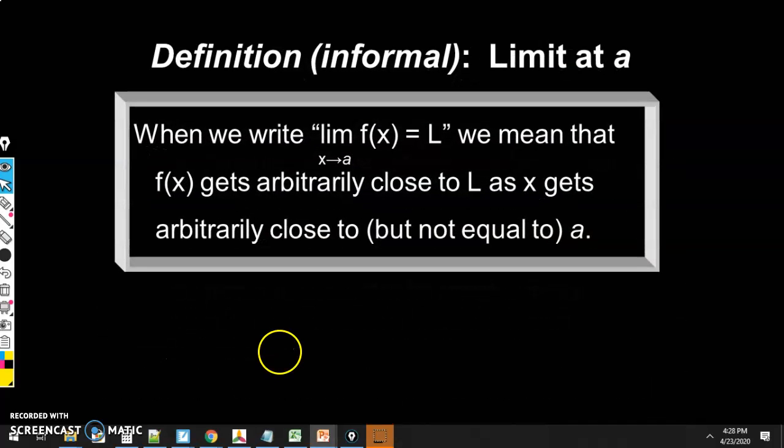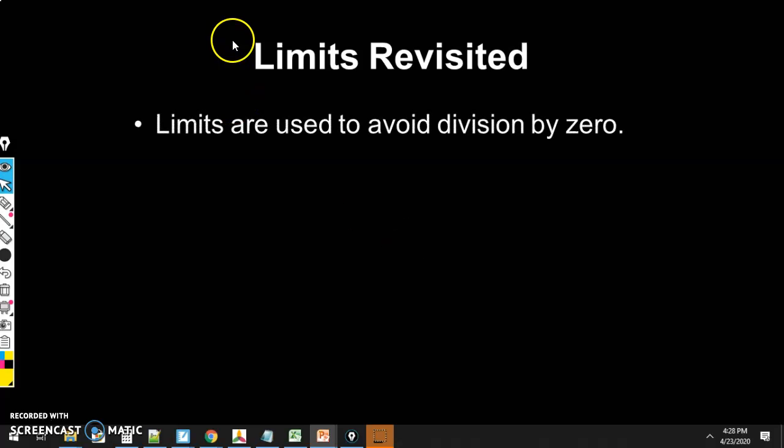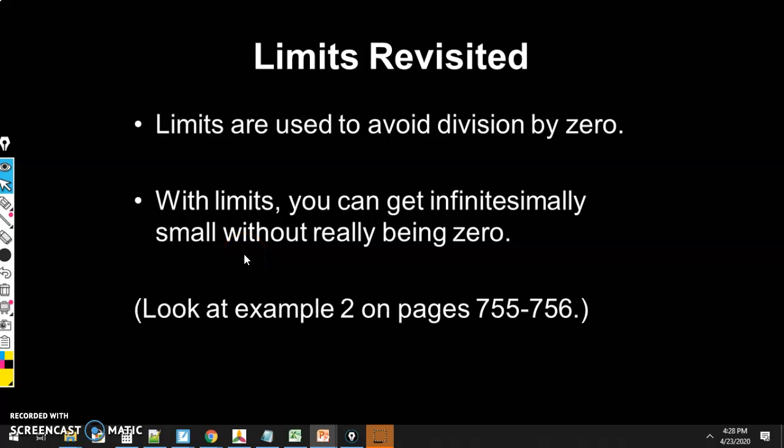All right, so we get really, really close to A, okay? And so, as the function gets close to L, the x values go really, really close to A, but you can't actually get to A, okay? So that's just the informal definition of the limit here. Right now, the reason why we use limits is mainly to avoid division by zero, okay? You can get really, really close to zero without being zero, okay? And that's why we use limits.